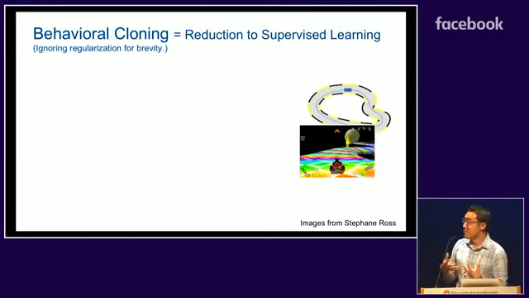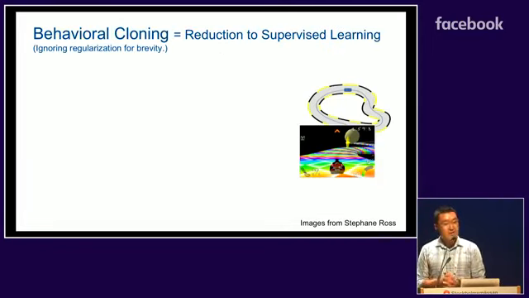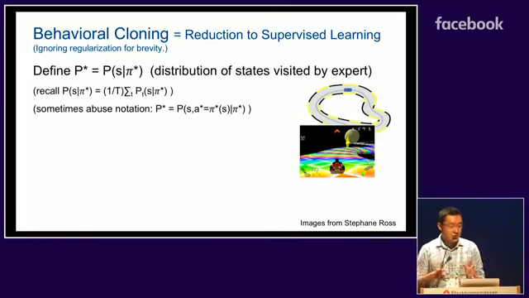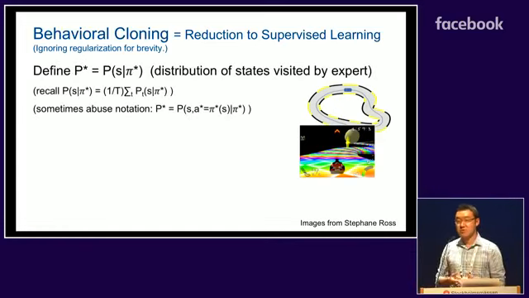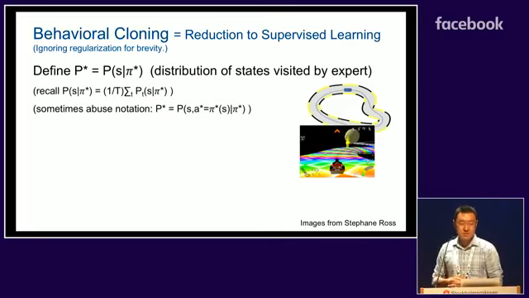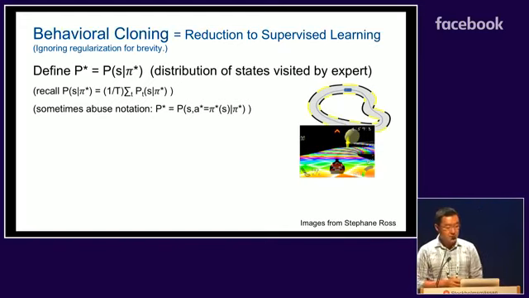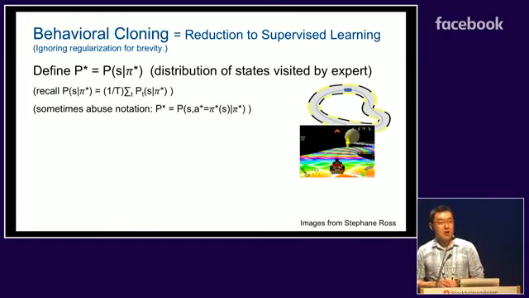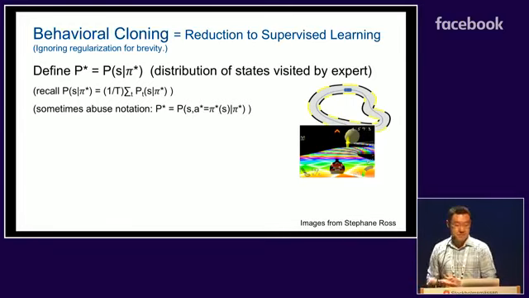So, behavioral cloning. Behavioral cloning is essentially a very simple and straightforward reduction to supervised learning. So here's how it works. Let P star denote the distribution of states that the expert visits when interacting with this environment. So in the racing car example, it would be the distribution of basically game screens that are collected when the expert plays this game, right?